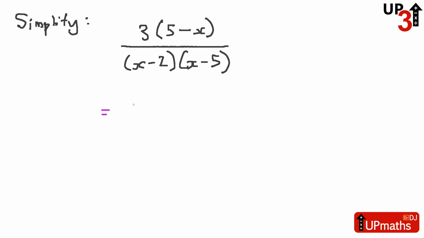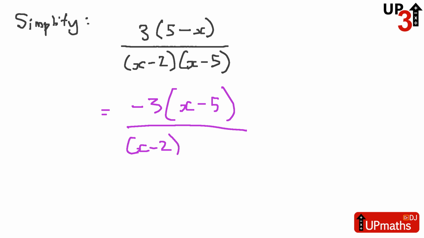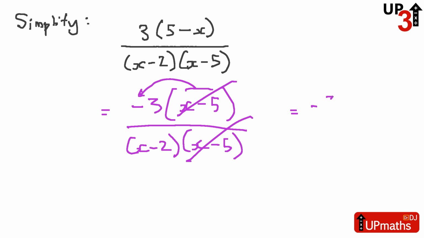What about this one? Minus 3. What have I done? I've times by minus 1 on the top. Is that how I've done it? I've taken the minus sign out of here and put it outside, which means I've had to switch the sign of what's inside. So they now cancel, so the answer is minus 3 over x minus 2. Last question.